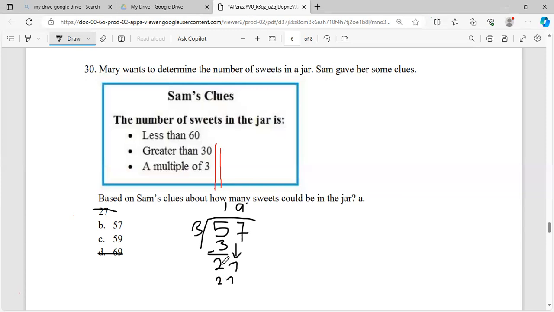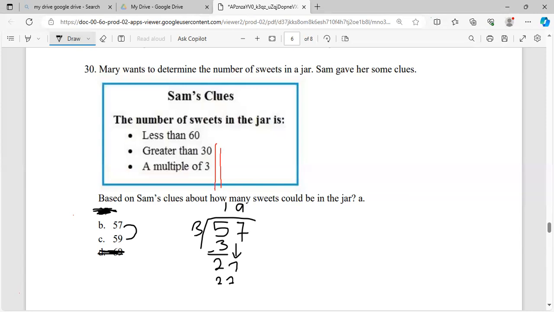So guys, you could have just eliminated these two, because this is greater than 60 and he said it should be less, and this number is greater than 30. 27 is definitely less. So you could just try dividing these two by 3, and that will give you an answer. Once it's a multiple of 3, it means that 3 can go into it without leaving a remainder. So you could have tried 57, and if it didn't work, then you try 59. Whichever one gives you a whole number as the answer without any remainder, you know that would be your answer. So is the answer 57?